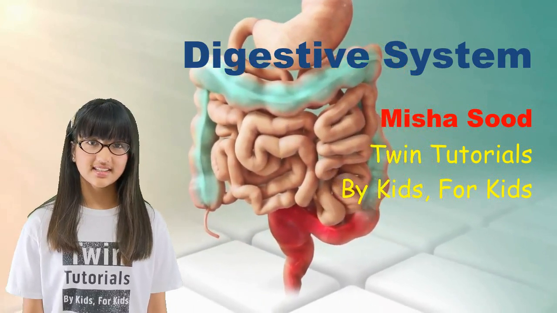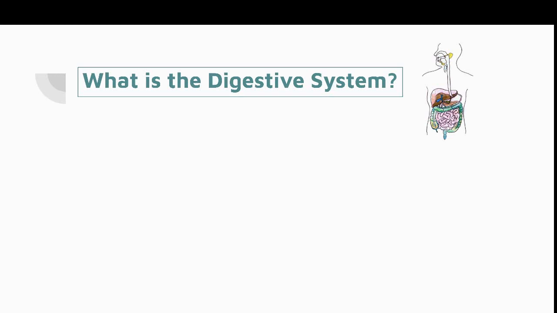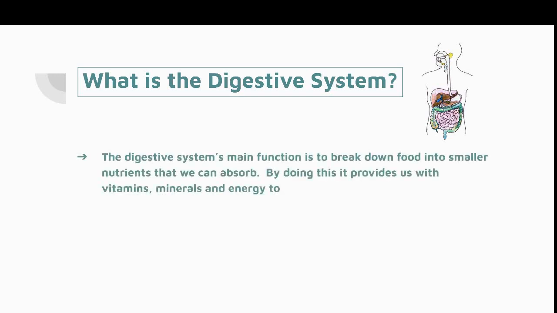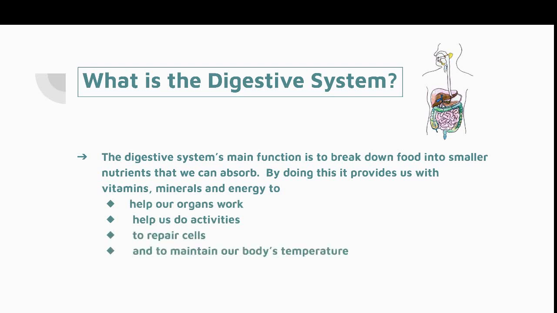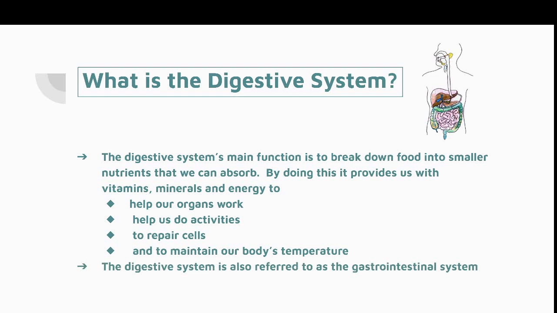Now let's begin. Let's start off with this question. What is the digestive system? The digestive system's main function is to break down food. By doing this, it provides us with vitamins, minerals, and energy to help our organs work, to help us do activities, to repair cells, and to maintain our body's temperature. The digestive system is also referred to as the gastrointestinal system.